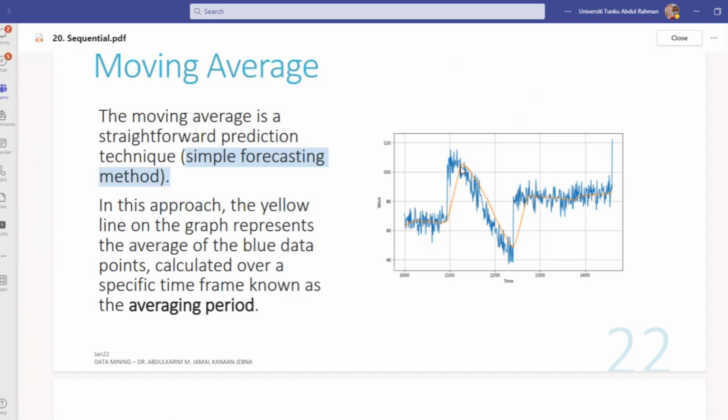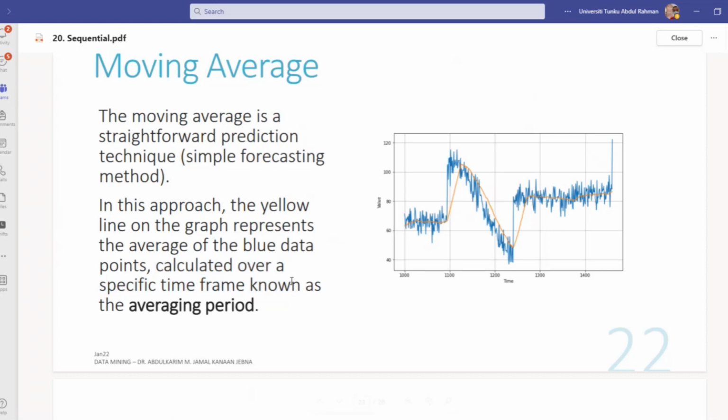Now, moving average is different. We don't take one value. We take a bunch of values over a time frame. So if you notice, we take a bunch of values over a specific time frame, and then we calculate the average. So let's say we are taking the gold price. We try to forecast what the gold price is going to be tomorrow.